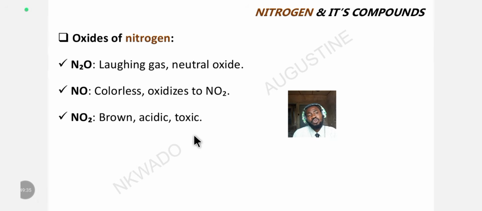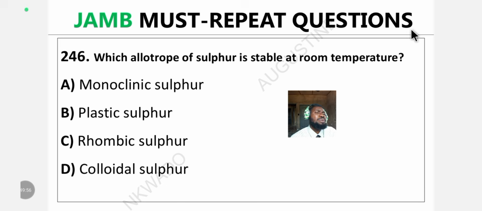Now that we have understood various cycles, oxygen cycle, nitrogen cycle, water treatment, and so on, let's test how well we understood this topic and also measure our readiness for JAMB UTME 2026. JAMB must repeat questions. Question 246. Which allotrope of sulfur is stable at room temperature? A. Monoclinic sulfur. B. Plastic sulfur. C. Rhombic sulfur. D. Colloidal sulfur.